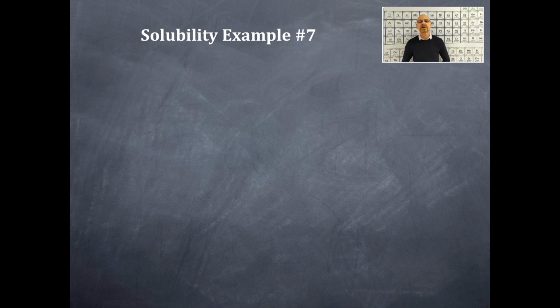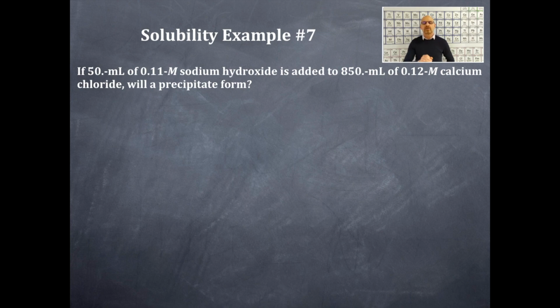Today we're talking about solubility example number 7. If 150.0 milliliters of a 0.11 molar sodium hydroxide is added to 850.0 milliliters of a 0.12 molar calcium chloride, will a precipitate form?